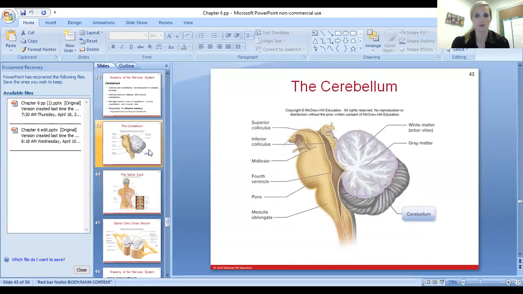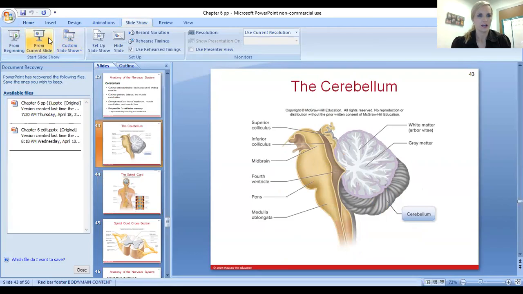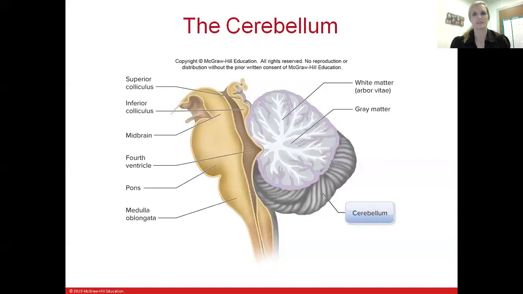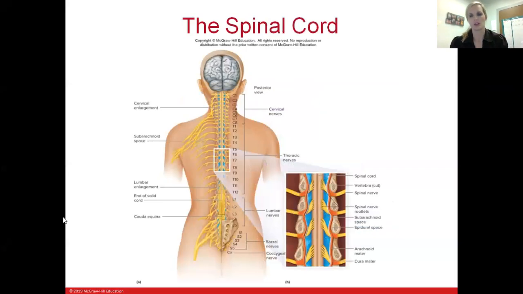So the last image on our slide, remember we were talking about this, the cerebellum, which controls our coordination. Here we're going to take a look now at the rest of the nervous system. So here again, just to look at the next slide, this is the spinal cord. The only thing I really want you guys to be familiar with about the spinal cord is that it's in control of our reflexes.